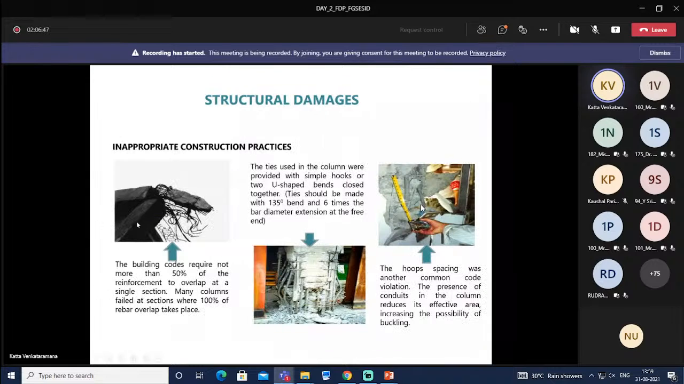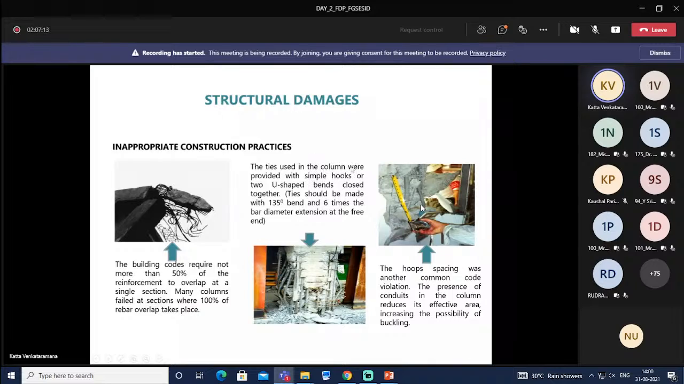Other structural damage example: the building code requires not more than 50% of the reinforcement to overlap at a single section. Many buildings failed at sections where 100% of rebar overlap took place. So we should not provide these kinds of practices, more than 50% of rebars overlapping.